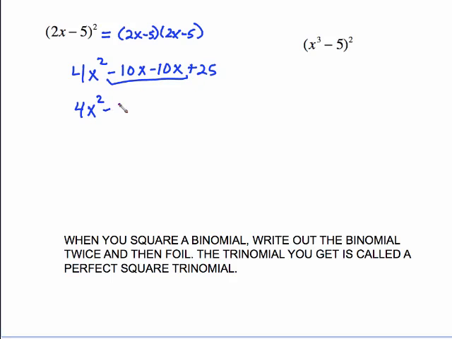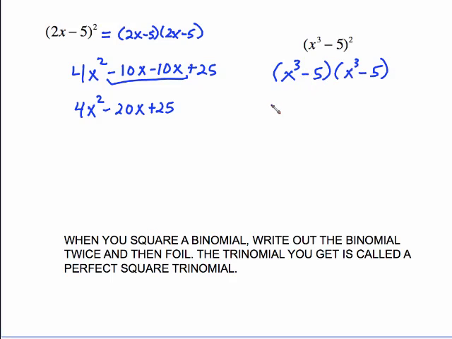This is 4x squared minus 20x plus 25. Same setup here. Even though there's an extra power inside here, I still need to write this out as x cubed minus 5 times x cubed minus 5. And notice when you write this out twice, you are writing out this thing twice. Don't put a plus and a minus. It's the same sign twice.